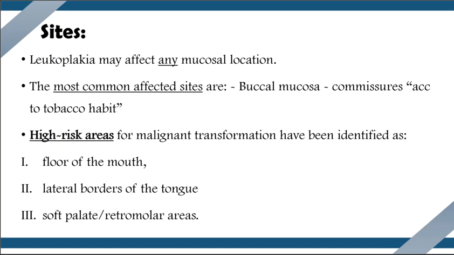Okay, leukoplakia may affect any mucosal location, but most commonly we find it in the buccal mucosa and the commissures. Why? According to the tobacco habits. We also have areas we call high risk areas for malignant transformation. This question will either come as a question you have to answer, or as a question like 'high risk areas are this, this, and this, except this one'. So you have to know those lesions very well.